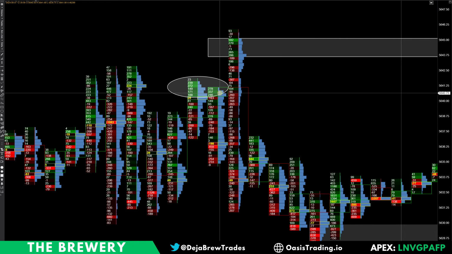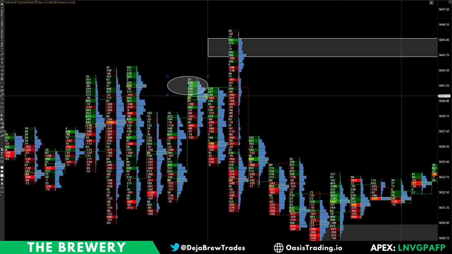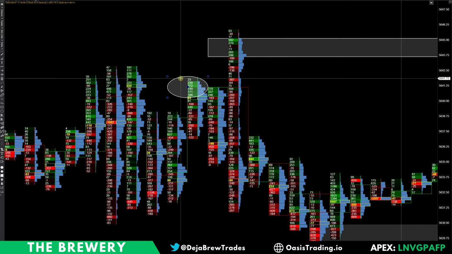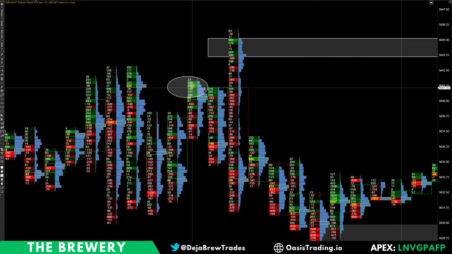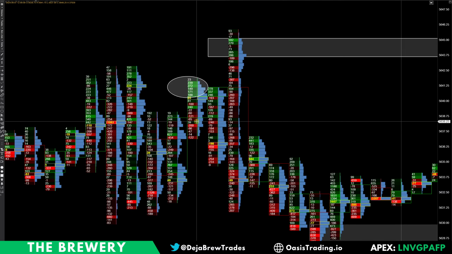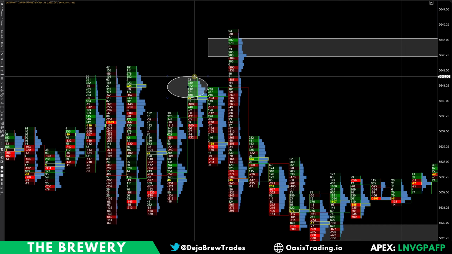We look for relative size, right? There's no exact number. There's no exact science. We just look for relative size. Meaning if the standard for that candle is maybe 50 contracts, maybe 100 contracts, then we want to look for those clusters that are above the average.